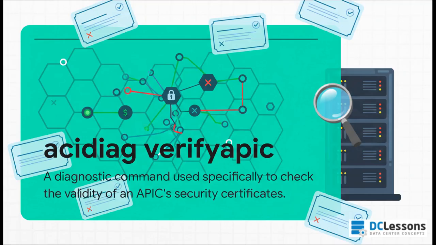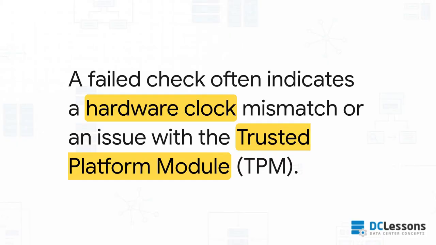The command acidiag verifyapic is your dedicated tool for checking exactly that. And the output makes it pretty clear. A failed check often means an expired certificate, yeah? But the real root cause is usually a hardware clock mismatch between the APICs, or maybe even an issue with the TPM chip where those secure keys are stored. This command is the fastest way to know if you're dealing with a certificate problem.